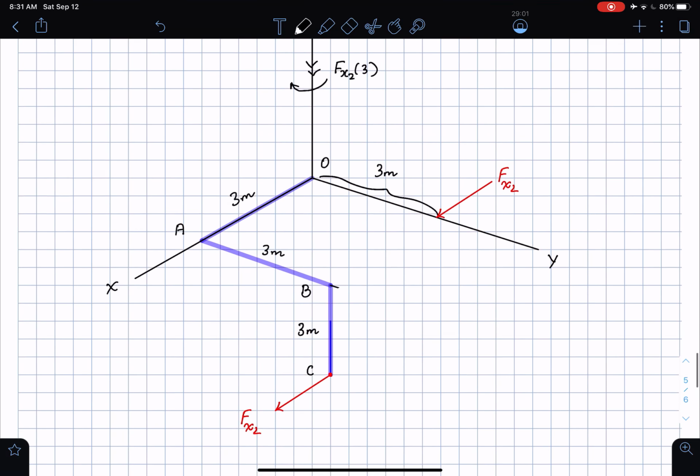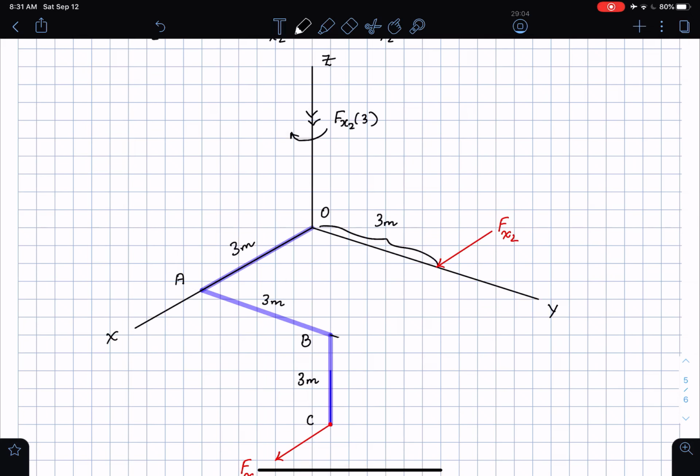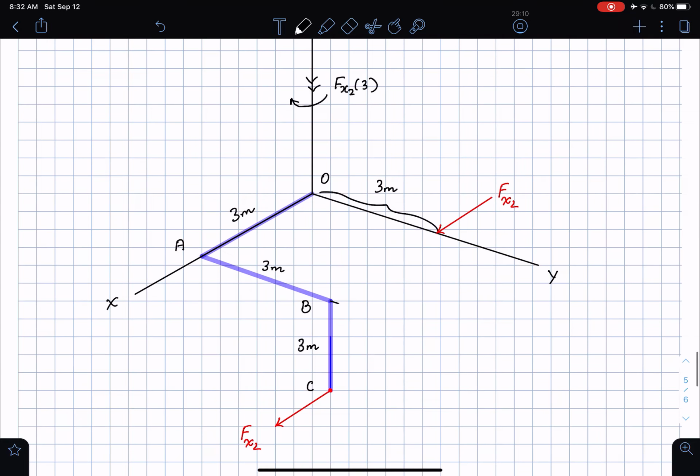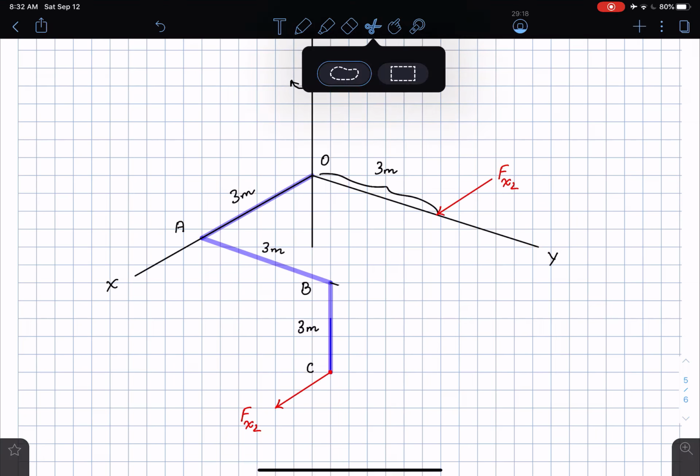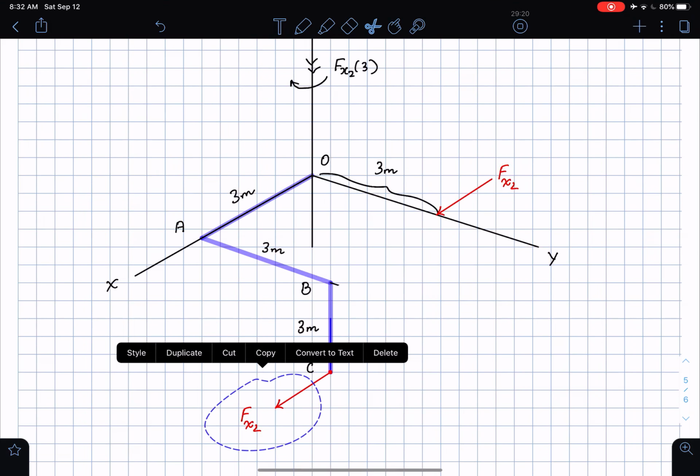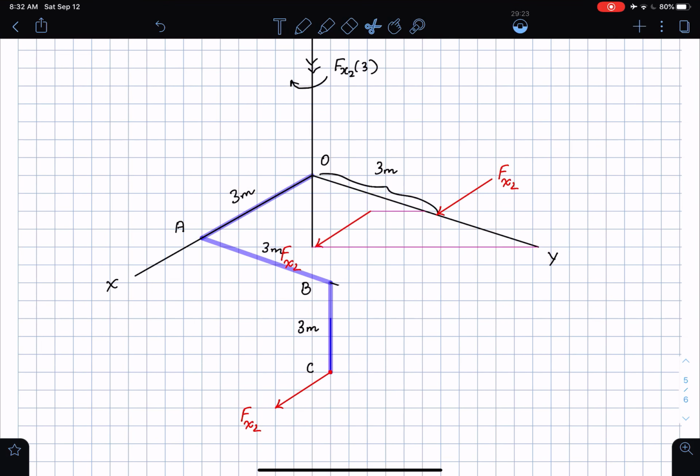But we are not done yet, because I can take this force Fx2 and slide it along the z-axis as well. Watch this. I can take the z-axis and extend it a little down here. And I can take this force Fx2, take this guy and bring him here. Now you can immediately see that there is a perpendicular distance here too for this force.